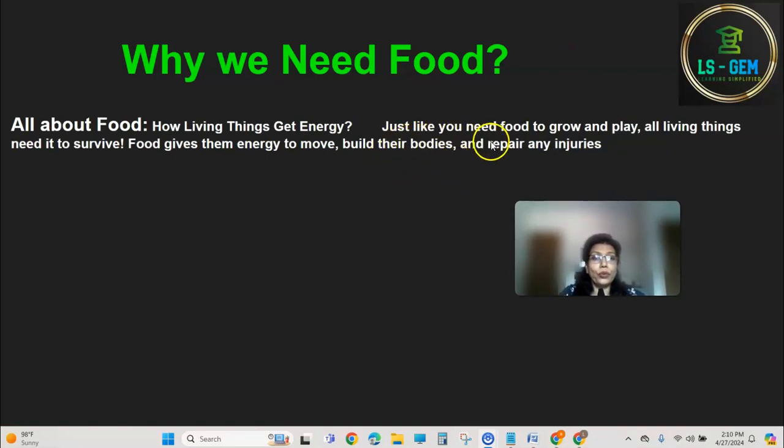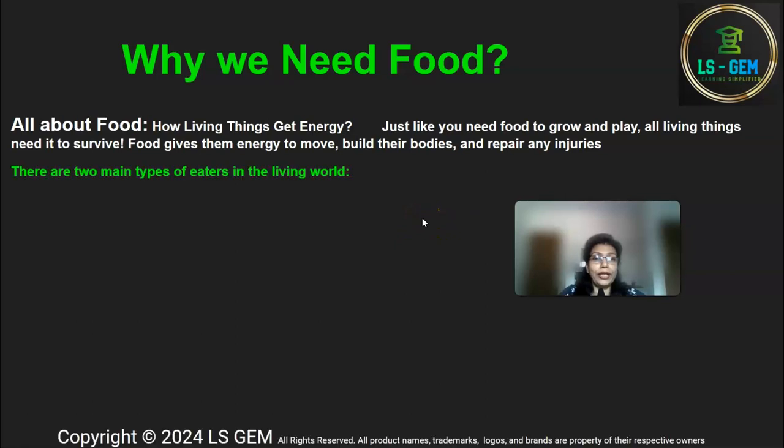Just like you need food to grow and play, all living things need it to survive. Food gives them energy to move, build their bodies and repair any injuries. There are two main types of eaters in this living world.